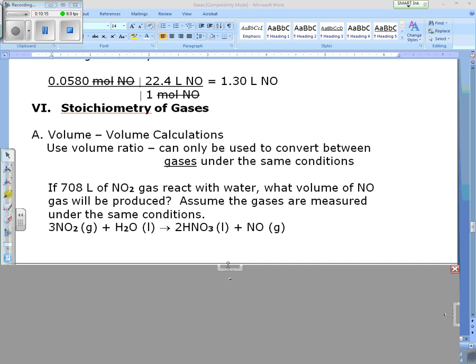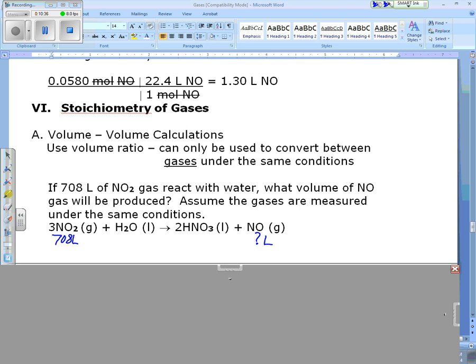All right, let's look at this one. So I have 708 liters of NO2. And they want to know what volume of NO. All right, so we check to see if we can use volume ratio. Are they both gases?